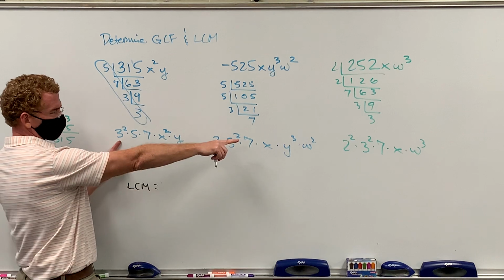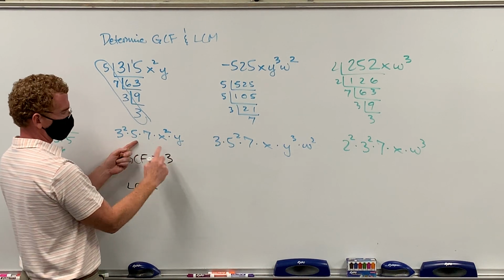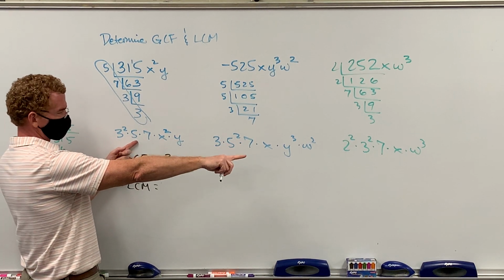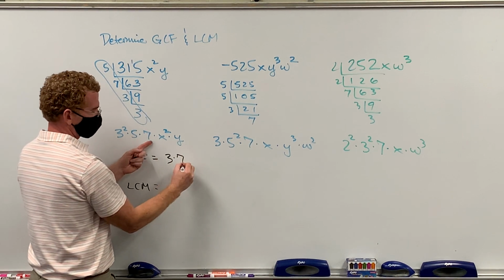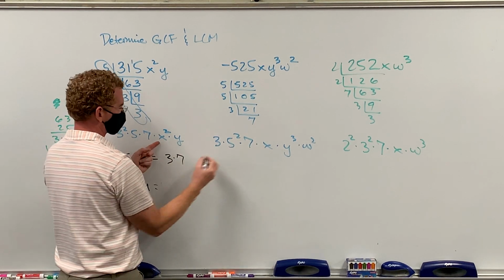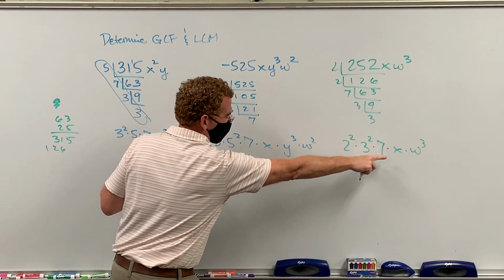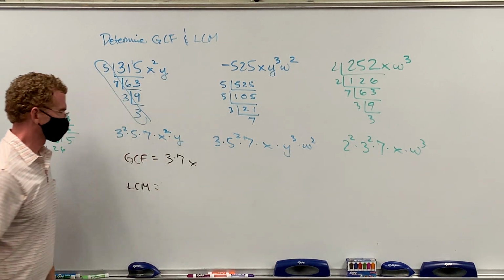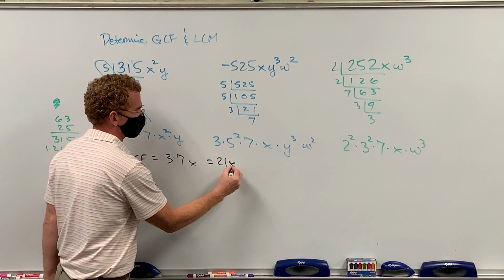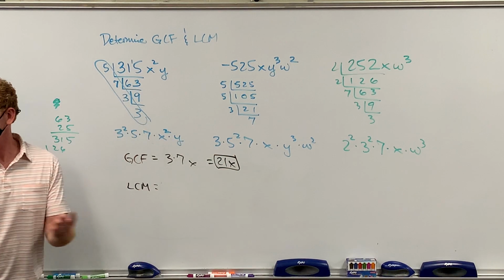So I've got what? No 5's, 1 7, and 1 x. Slow down. I've got no y's and I've got no w. So 21x. So it totally changed what I could factor out of there.